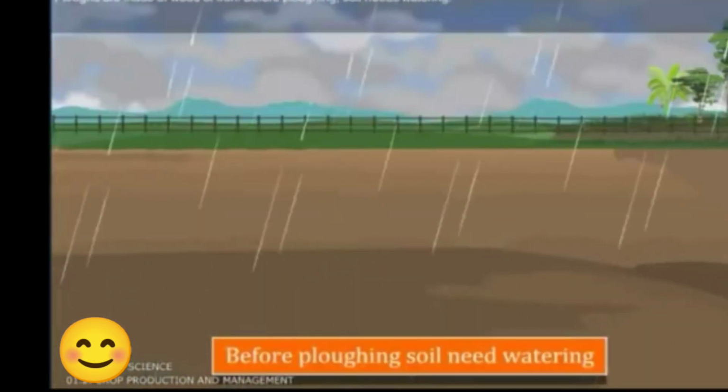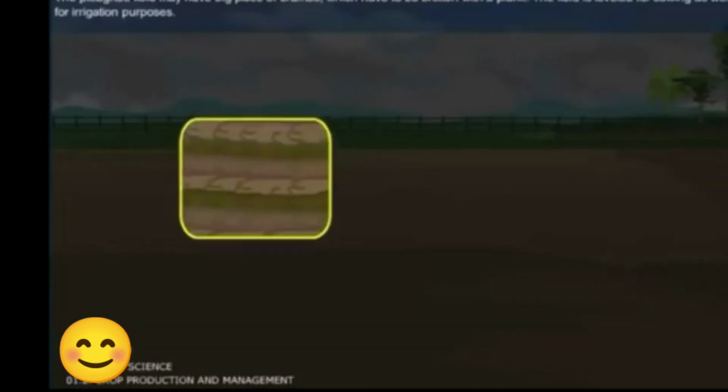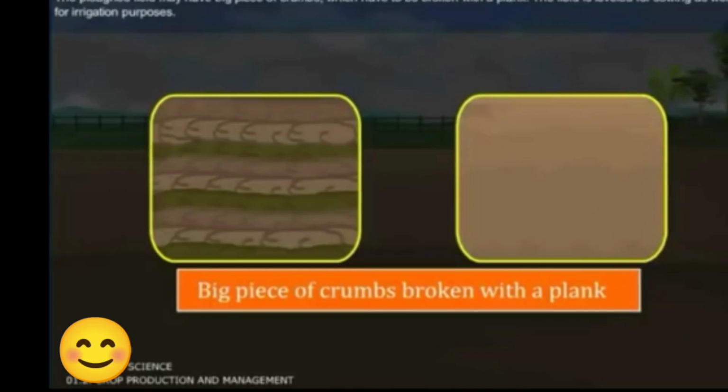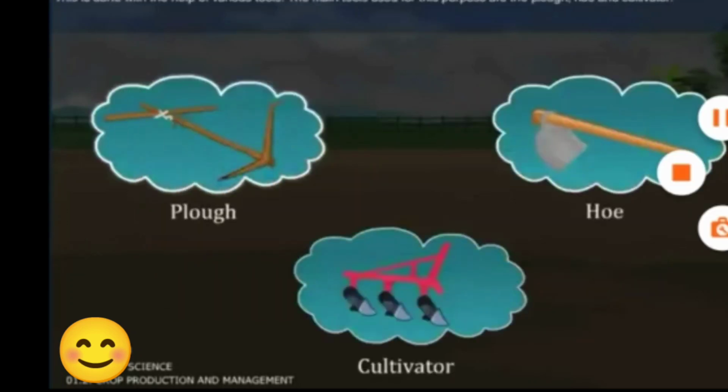Ploughs are made of wood or iron. Before ploughing, soil needs watering. The ploughed field may have big pieces of crumbs which have to be broken with a plank. The field is leveled for sowing as well as for irrigation purposes. Agricultural implements. Before sowing the seed, it is necessary to break the soil to the size of grains to get better yield. This is done with.